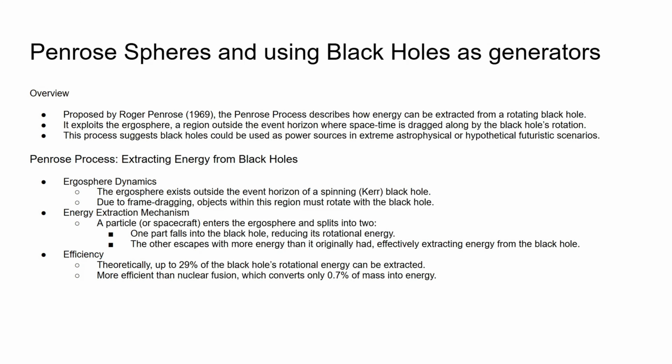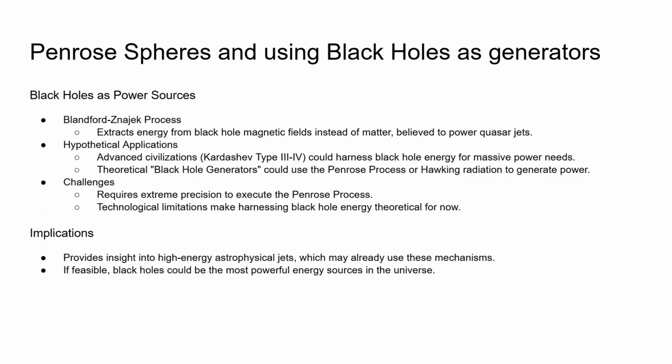And you could theoretically extract up to 29% of the black hole's rotational energy, which is unbelievably more efficient than nuclear fusion, which only converts 0.7% of mass into energy. This could convert 29%. And the other benefit is that since black holes have such an unbelievably long lifetime and are so massive, it essentially gives us access to an almost infinite amount of rotational energy, which can be converted into whatever sort of power you'd like.